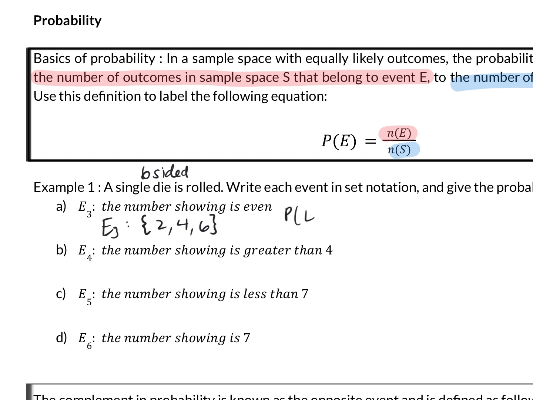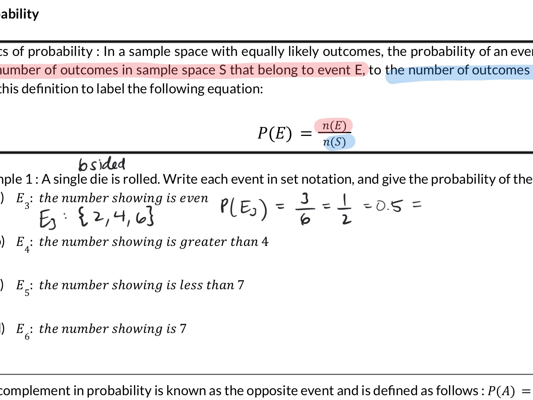So my probability of that event happening would be 3 out of 6 total, right? Or we could write this as 1 over 2, or 0.5, or I can also write probabilities as percents. If you give me any of those 4 answers, I would be happy and I would give you full credit, okay?